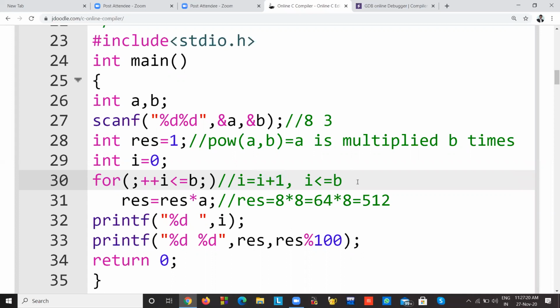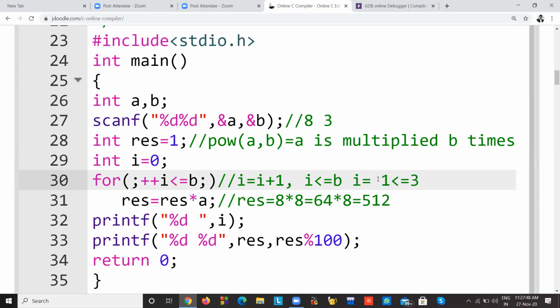What is the i value now? 0. 0 is incremented by 1, means it is 1. Okay, it is 1. Here i is equal to how much now? 1. Now 1 <= 3, it is true. So then the body of the loop is executed. Next, there is no increment here, again it will come here. i gets incremented. What happens now?